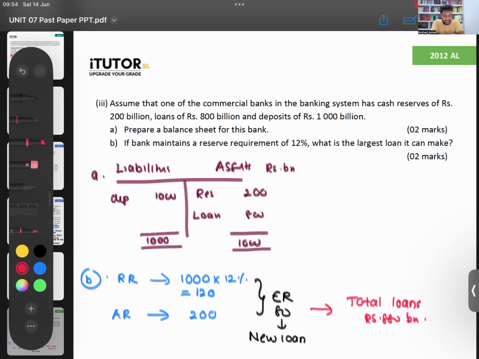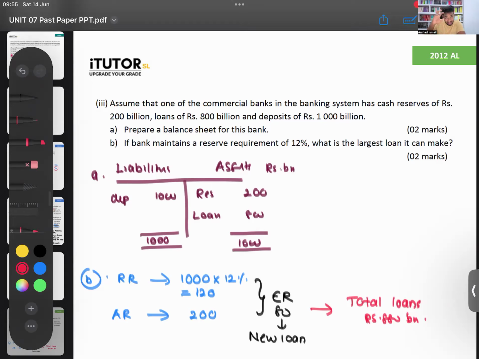For example, when they ask you what is the largest loan it can make, now when you're sitting in the A-level exam hall, this is where the question comes. You're not sure. Largest loan it can make, are they asking for the largest new loan? Or are they saying, should I add that 80 and say largest total loan? You're not sure. Don't take the risk and write only one line. Write both, but you have to explain both. Not just say 80 and 880.